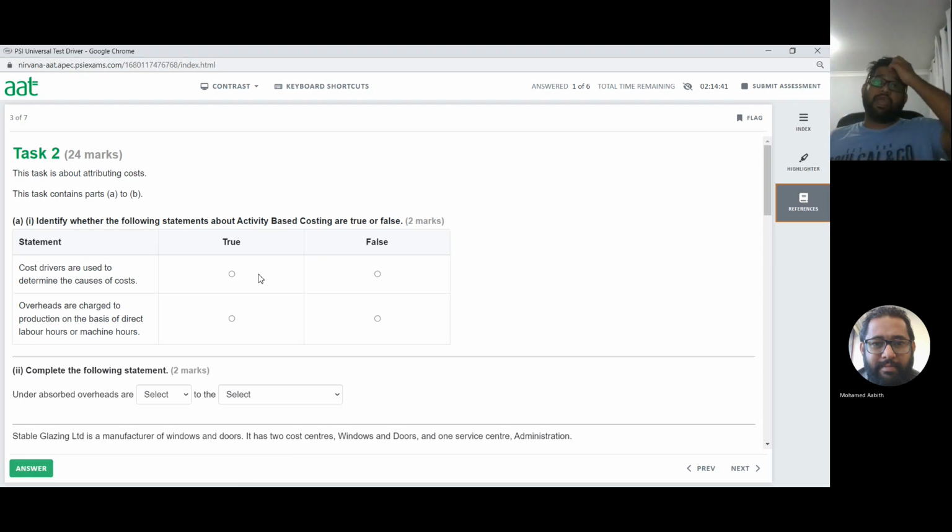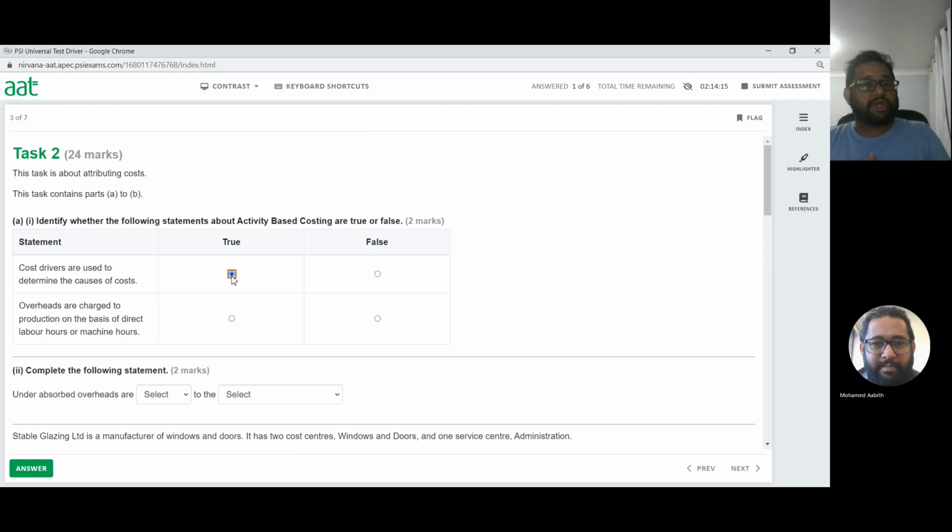So if I look at that here, the cost drivers are used to determine the causes of the cost. It's true. When it comes to ABC costing, we look at cost drivers like the number of setups, how many production runs you do, how many items you do in a batch. Those kinds of things are your cost drivers. So be very careful when it comes to a question like that. When it comes to activity-based, yes, it matters. Now let's look at the next one.